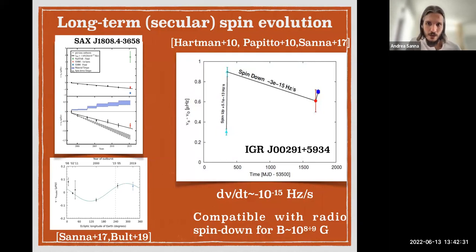Timing noise is a pain in that respect, because for most systems it doesn't allow us to have a significant measurement of the spin up or spin down during the outburst, so the variation of the frequency. So to answer your question, yes, it can be done. It should be done. I tried to do it for J1808, but doing that doesn't change the result much. The value that I estimated was basically of the same order of magnitude as the one from other authors, where this wasn't done.